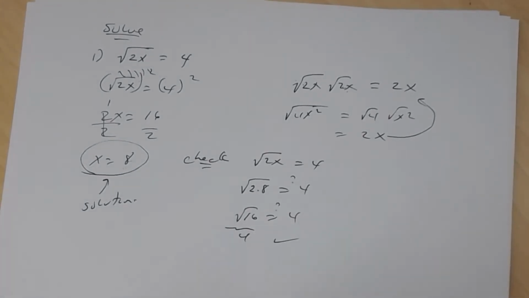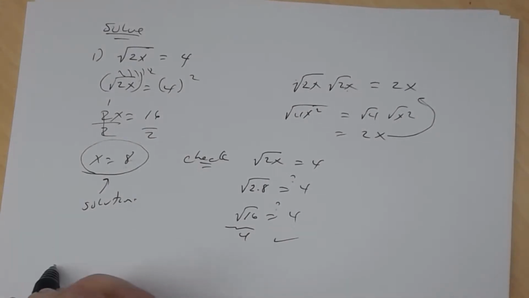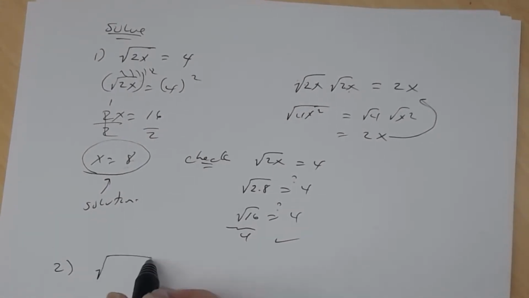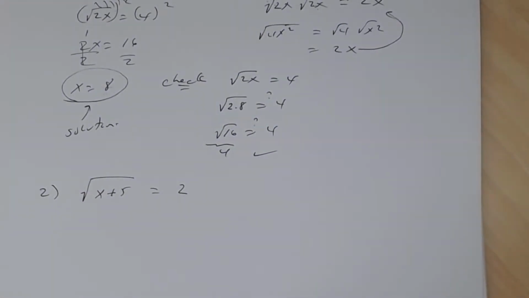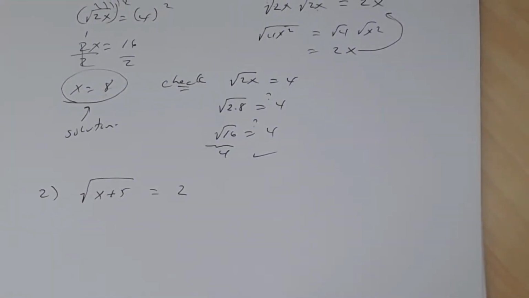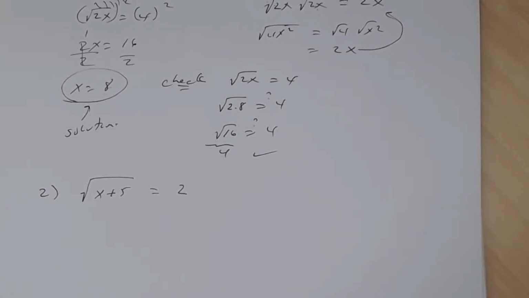All right. Let's look at number 2. Let's suppose we had the square root of x plus 5 is equal to, let's say, 2. Square root of x plus 5 equal 2. So again, let's go through the steps. Step 1, we have this radical equation. My index is 2. The radical is by itself.